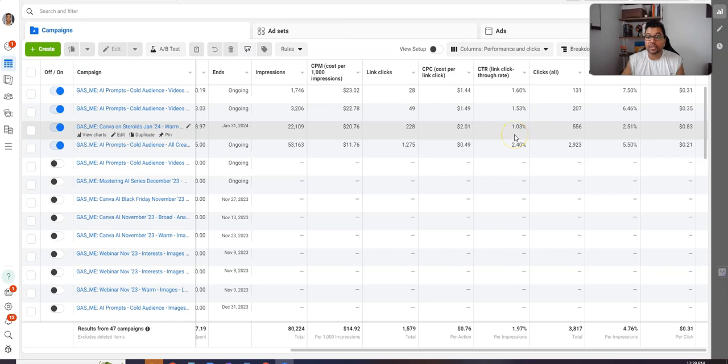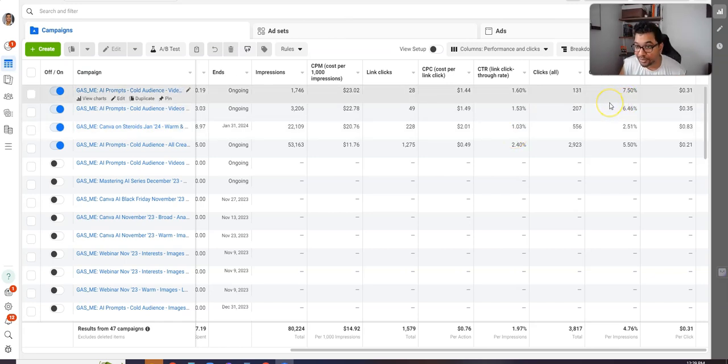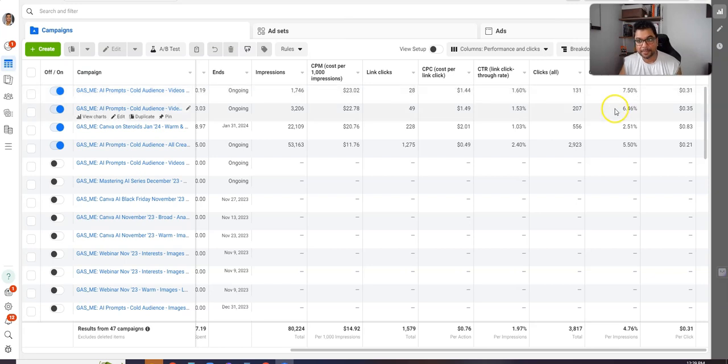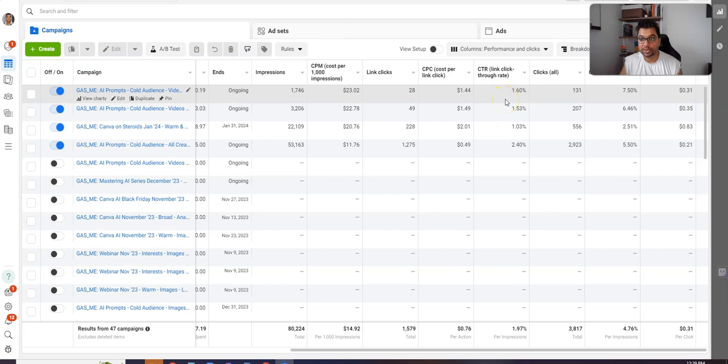So this is how you make tweaks. If this is not over 2%, what do you do? You change your graphics, you change your videos, you adjust your headlines. If your link click-through rate is not above 0.8 or 1%, what do you do?